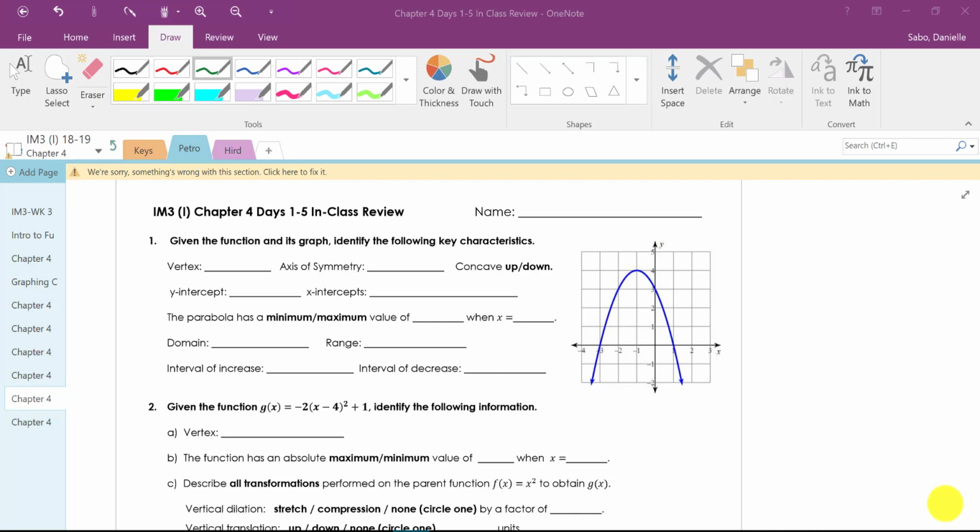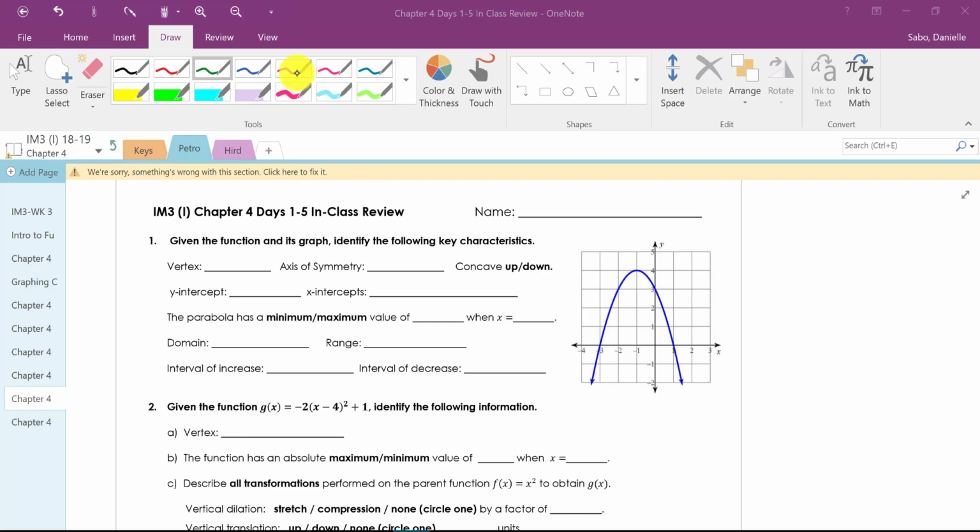So let's go ahead and do one more round of review for what you guys did on Friday, which was the skills check. I will point out certain aspects that I feel like you really needed to get some more review on, or where we had the most errors. So given the function and its graph, identify the following characteristics.